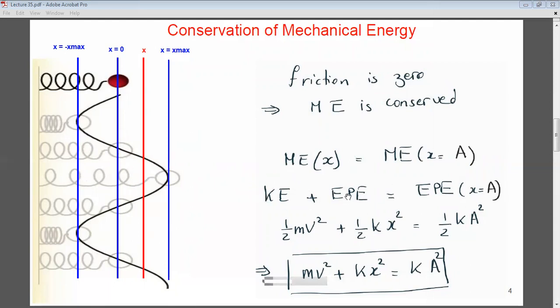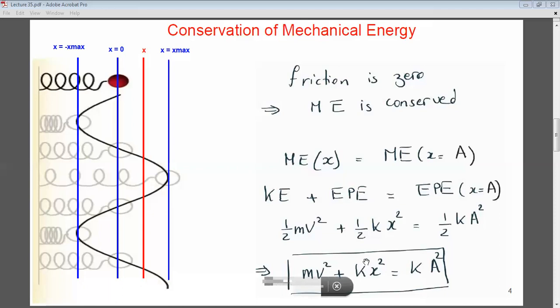So there are two forms of energy at any value of x, and this equals the mechanical energy at x equals A. What's the definition of kinetic energy? It's half mv squared. What's the definition of EPE? It's half kx squared. And what is EPE at x equals A? It is half kA squared. Now all the halves cancel out because it is a common denominator, and I get the equation mv squared plus kx squared equals kA squared.